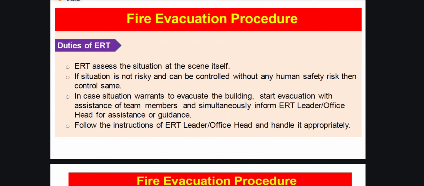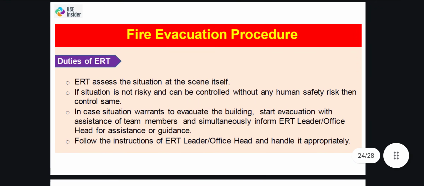ERT assesses the situation at the scene itself. If the situation is not risky and can be controlled without any human safety risk, then control it. If the situation warrants evacuating the building, start evacuation with the assistance of team members and simultaneously inform the ERT leader, office gate and assistants for guidance. Follow the instructions of the ERT and leader to handle it appropriately.